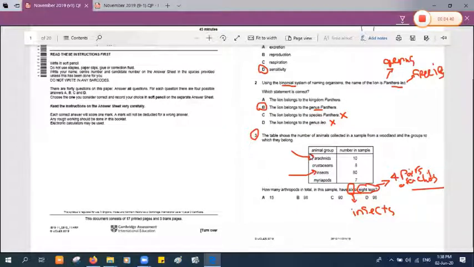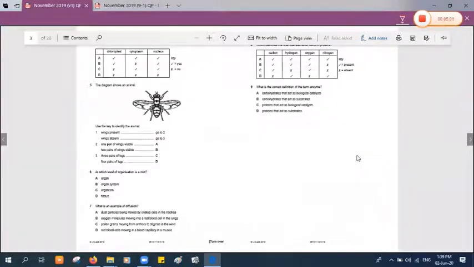It will be C, 90, because here we have 80 insects, and 80 and 10 is 90. So did you get how to solve this question? Okay, let's move to question number 4.